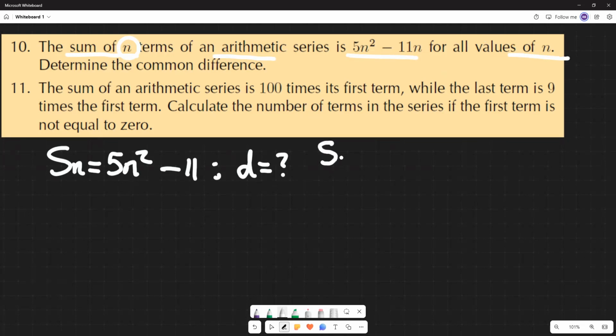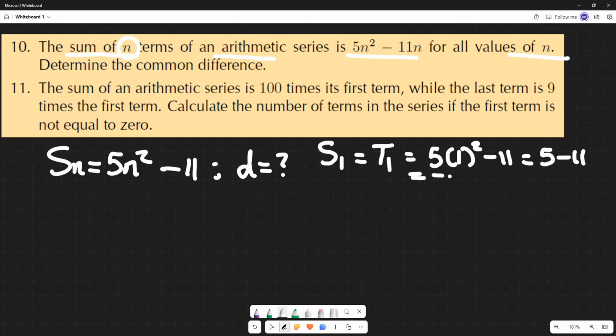We said S1 means the sum of the first term. The sum of the first term is just the first term, so it's T1, which is basically 5, and then we replace all the n's by 1, minus 11. This is 5 minus 11, which gives us minus 6. So it means the first term is minus 6. Now let's get the second term.